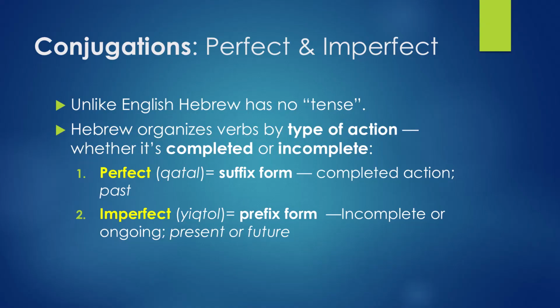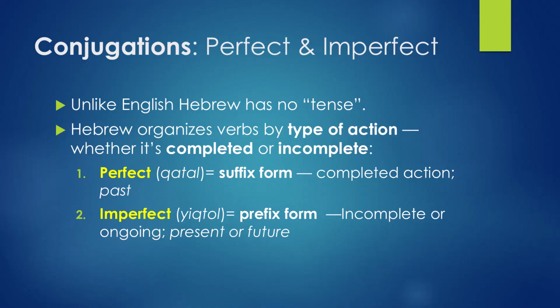Now, notice we're saying the perfect is called a suffix conjugation. The perfect is called a suffix form. Why? Because it adds suffixes to the verb. While the imperfect is called prefix form. Why? Because it adds prefixes to its form. So that is very important also to know. And when you look at the examples, this will become very clear. But for now, know that the perfect is suffix form and the imperfect is a prefix form.